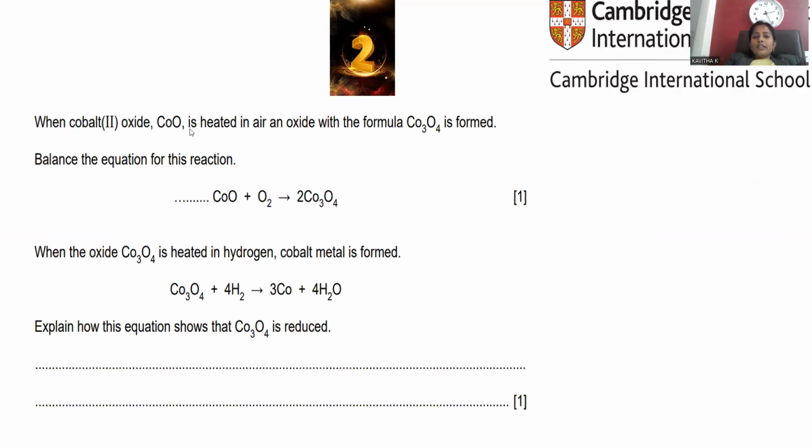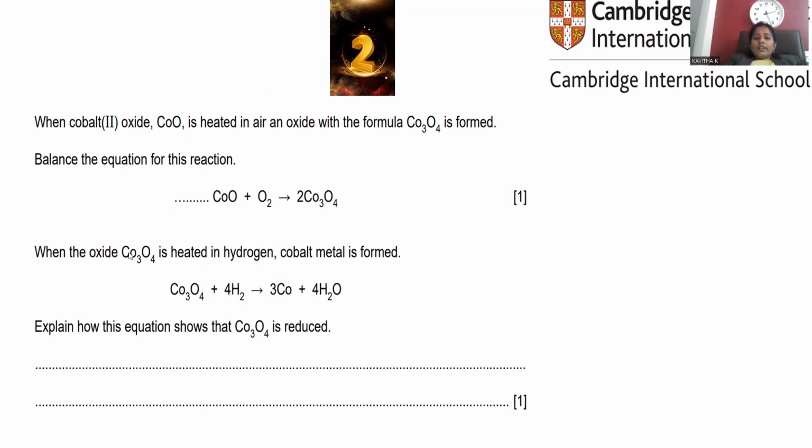When cobalt oxide, CoO, called cobalt(II) oxide, is heated in air, it forms an oxide with the formula Co3O4. Whenever oxygen is added to this cobalt monoxide, it is converted into Co3O4. This is a kind of polymeric form. Balance the equation. This is one of the questions related to cobalt oxide in polymeric form.